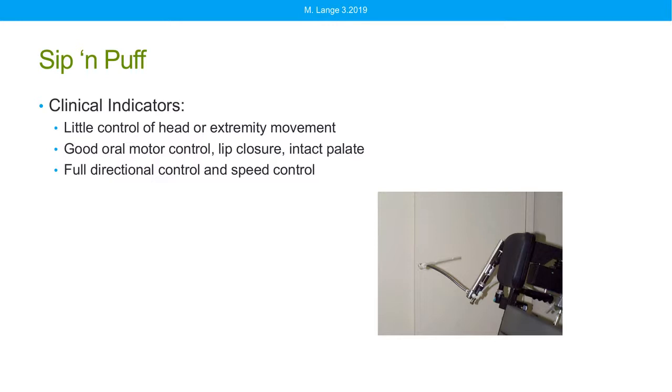You really have to maintain air pressure within the mouth. If you can't maintain air pressure, you can't use sip and puff. This isn't really breath control, breathing control. Lots of people who use sip and puff use a ventilator. It's air pressure within the mouth, and this provides full directional control as well as speed control.